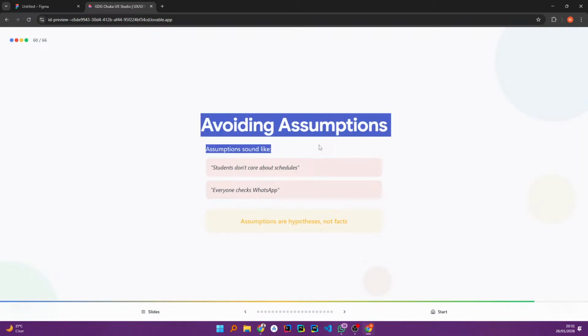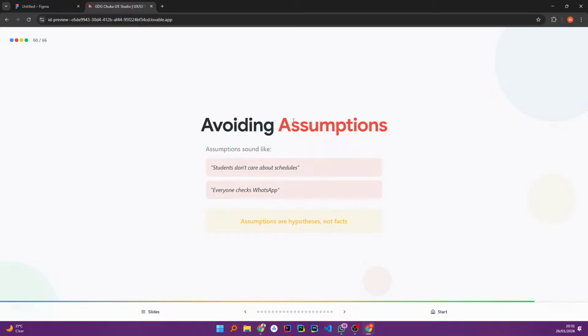Now we talked about assumptions. These are characteristics of bad UX. So how do you avoid assumptions?